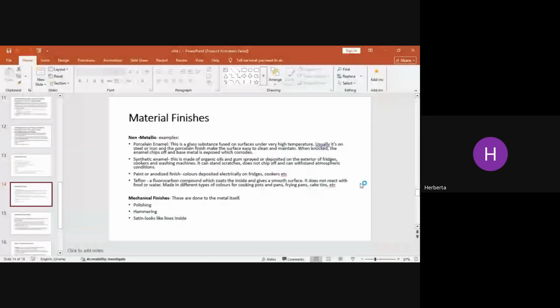Some can also be painted or anodized. Then we also have the Teflon coverings. Teflon is a fluorocarbon compound which is used to give a smooth surface to items or equipment that are being used. With the mechanical finishes, it is either polishing, hammering, or satin. Satin means drawing some form of lines around or inside the equipment.